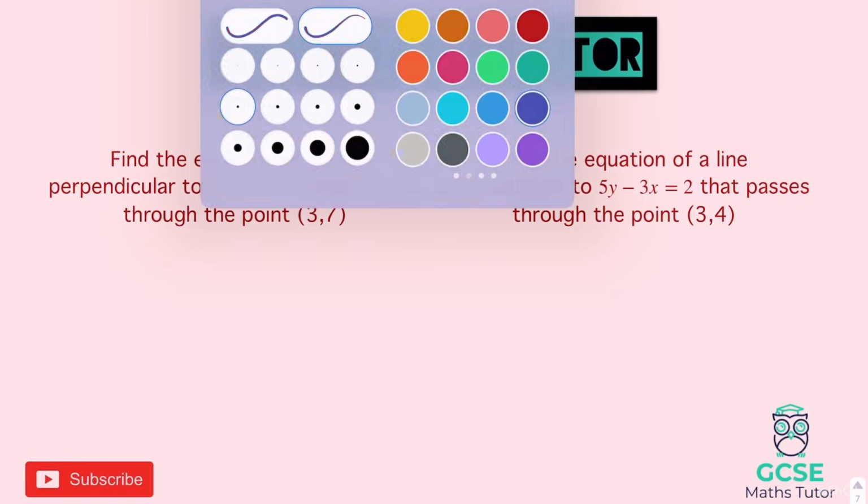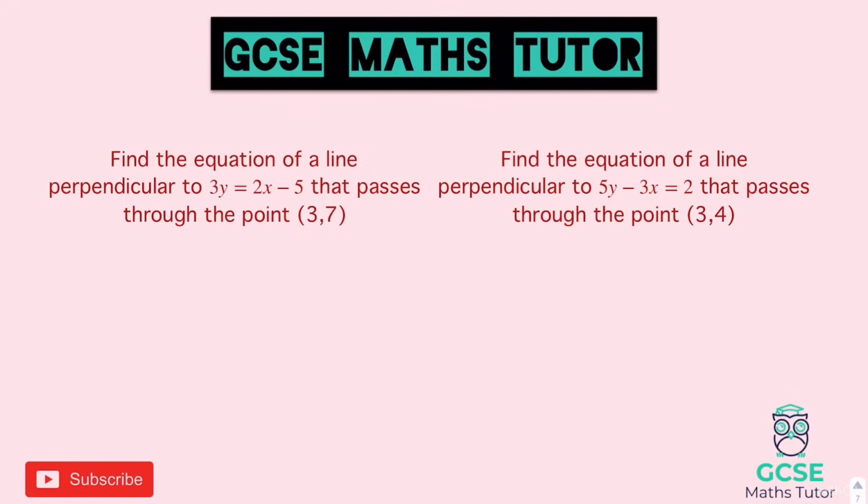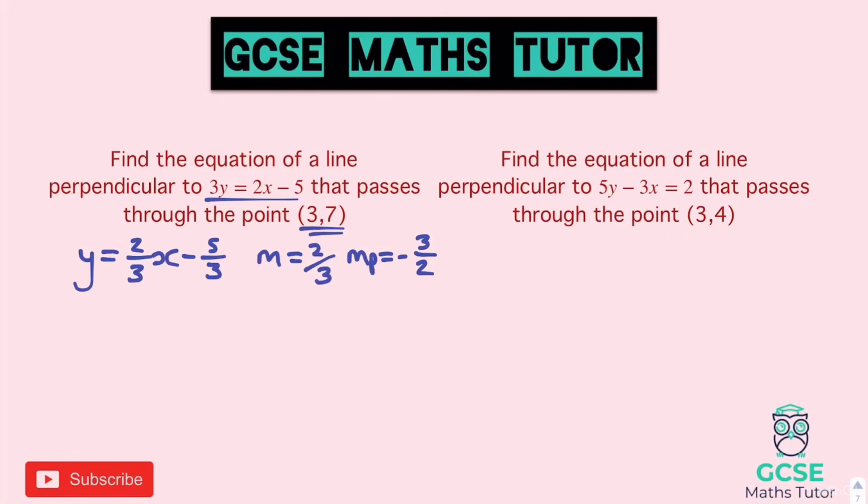So the first one, find the equation of the perpendicular line to this one, and it goes through this point here. So first of all, we need to divide it by 3. So y equals 2 divided by 3 is 2/3, and 5 divided by 3 is 5/3. There we go. So our gradient there at the moment is 2/3, and our perpendicular gradient will be negative 3/2, flipping it over. Putting that into our line equation, let's have a look and see what we get here. So y equals negative 3/2x plus c, and now we can substitute that point in, 3 and 7.